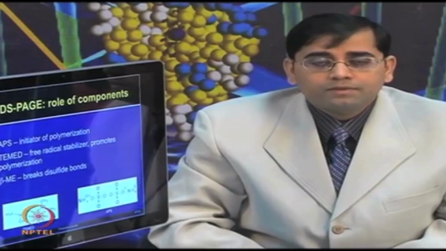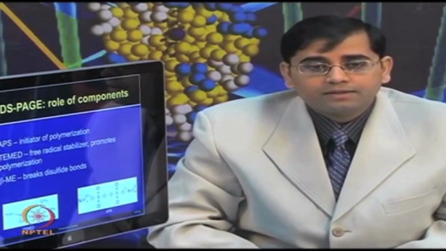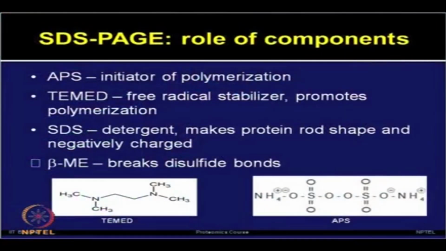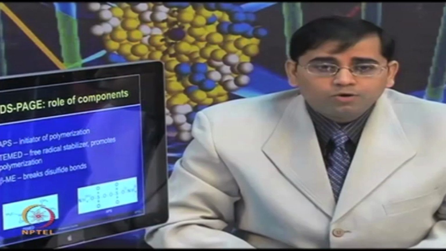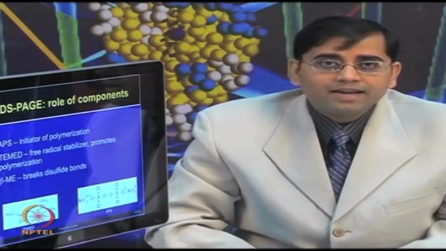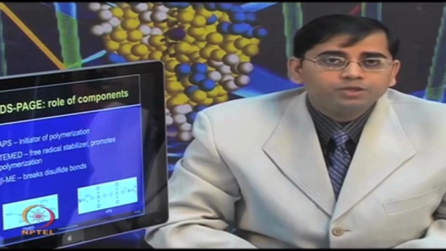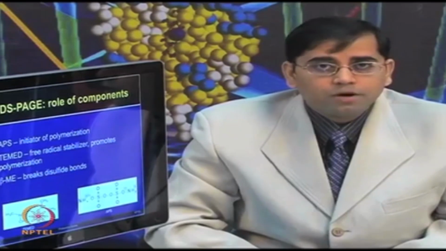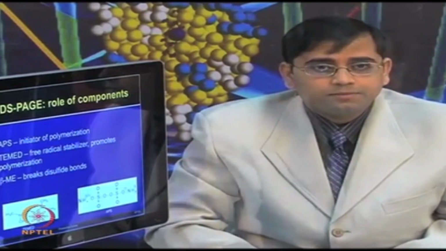which include APS or ammonium persulfate, which initiates the polymerization process. TEMED is a free radical stabilizer, it also promotes the polymerization of the gel. So, beta mercaptoethanol is not used in making the gel, but for your protein treatment to break the disulfide bonds. So, I hope you are at least able to understand the role of each of these components which are being used in SDS-PAGE, either during the protein preparation or making the gel to separate the protein.